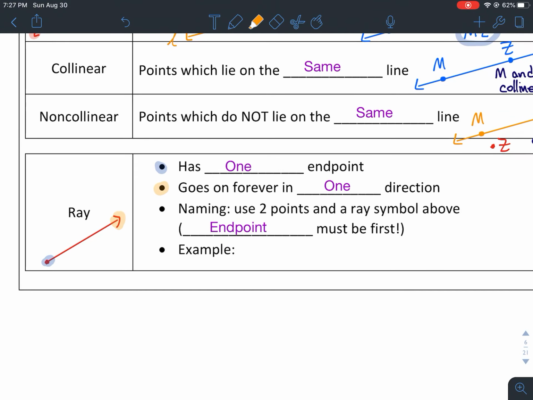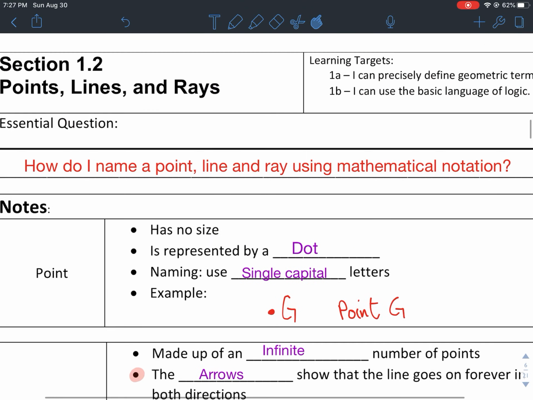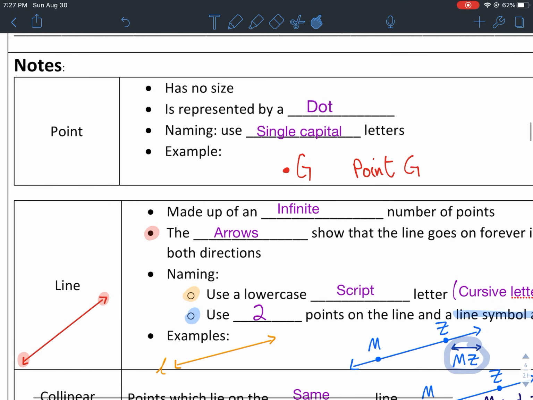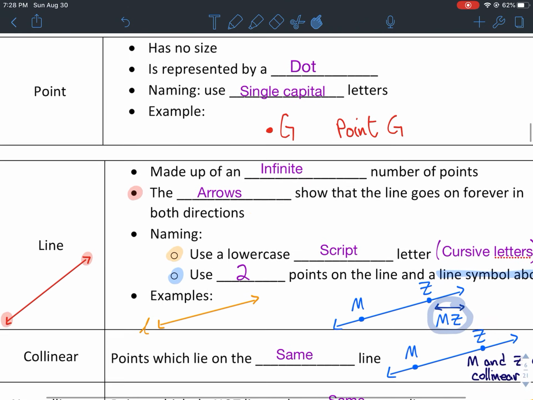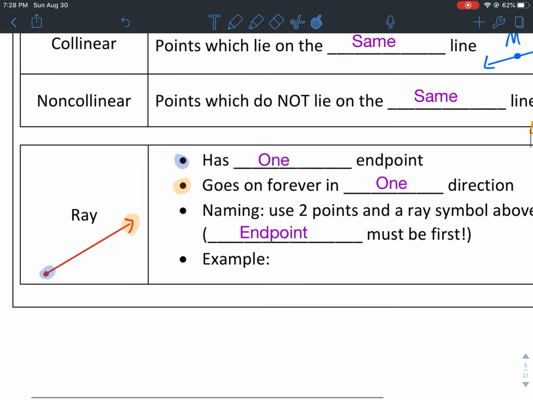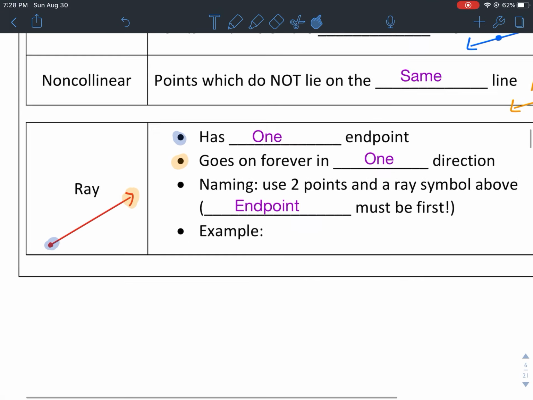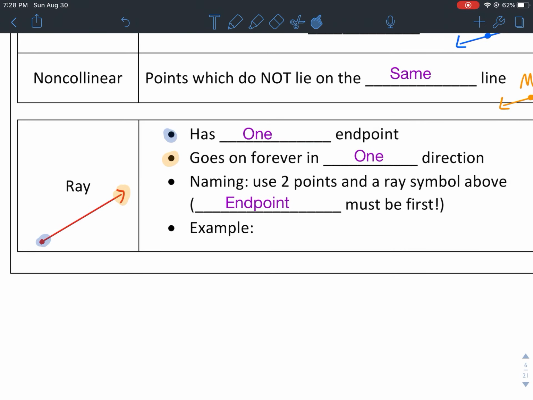Now, how do you name a ray? Sorry, let me go back to the essential question. We talked about how to name and draw a point. We talked about how to name a line. Now we're going to talk about how to name and draw a ray. So there's a ray, and now we have to learn how to name it. It says use 2 points and the ray symbol above. The endpoint must come first. Here's a key thing: the endpoint must come first.